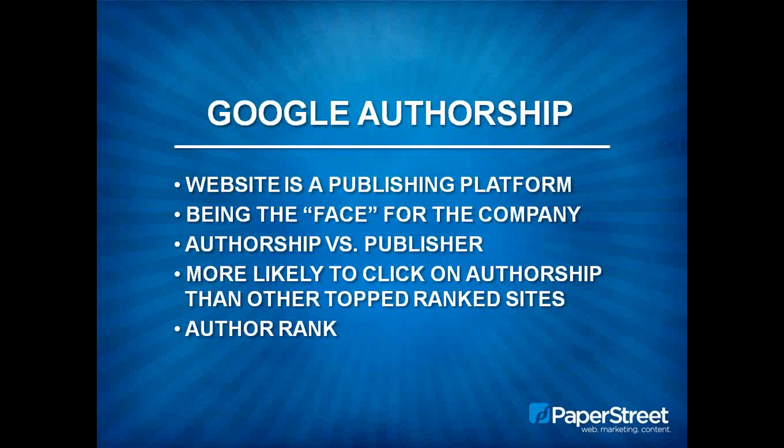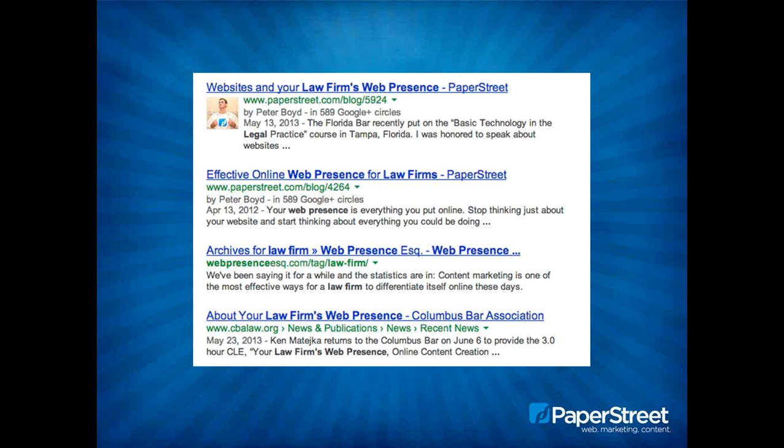As you can see here, here's a post by Pete Boyd of Paper Street. You can see his authorship is set up right there, and you can see underneath, Peter Boyd has 589 people within his Google Plus circle. That just kind of speaks to his online popularity. So the more people you have, the more that helps the ranking of your authorship.